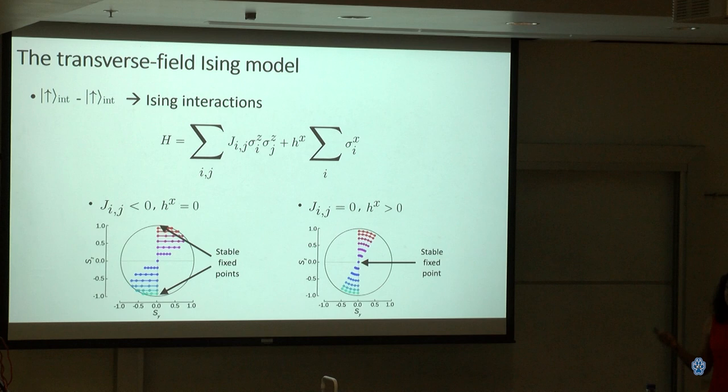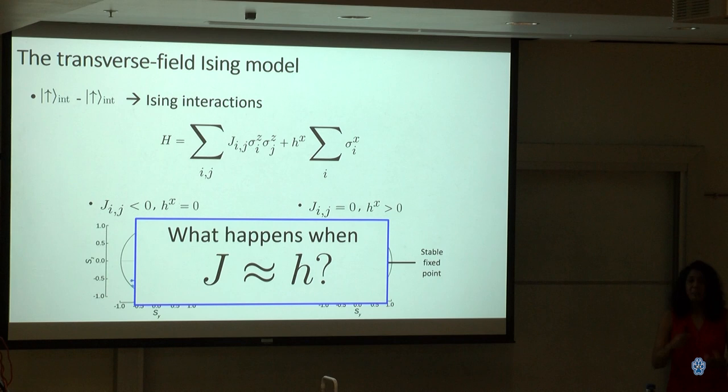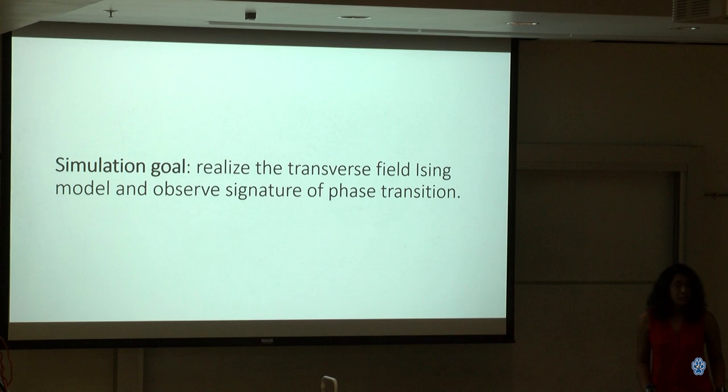So now we can ask, these are sort of two extremes. What happens when these two things try to fight with each other? What if your interactions are about as strong as your external field? This is a great place where we can use quantum simulation to help us, because we already have interactions that we can tune. All we need to do is add an external magnetic field. We should be able to realize the transverse field Ising model, and maybe try to observe a signature of this paramagnet to ferromagnetic phase transition. So that's what we do.